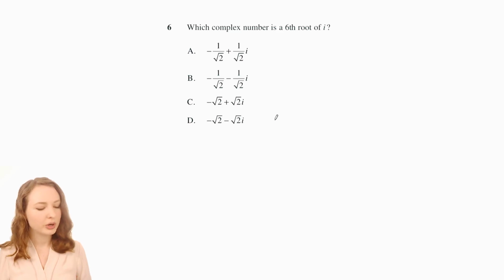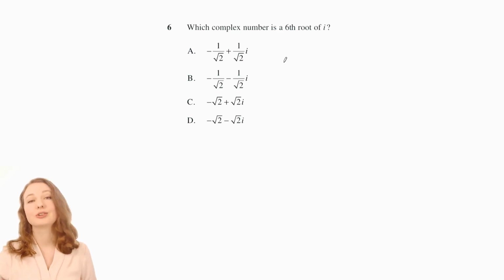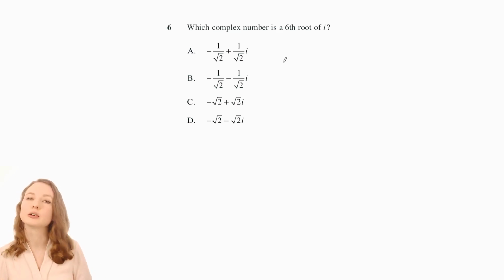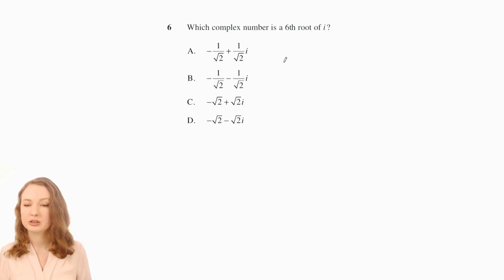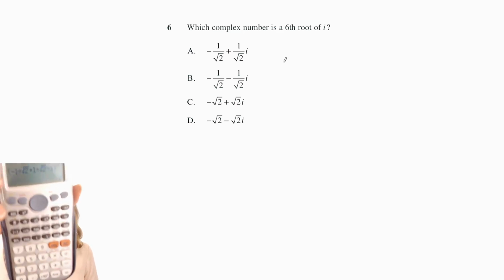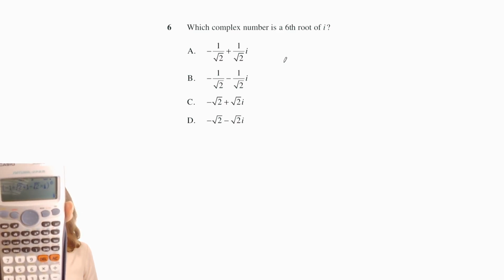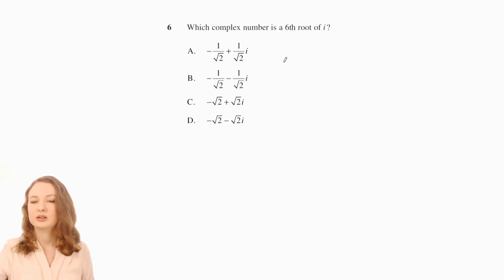So with this one, you can just put those values into your calculator, if you have a calculator that can handle complex numbers, and raise it to the power 6. So you'll see that A works. When you raise it to the power 6, you get i. So that means that one's correct.